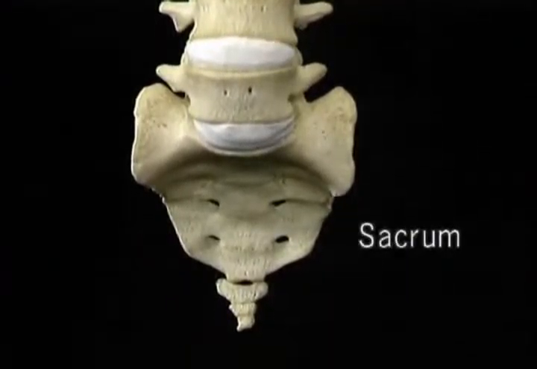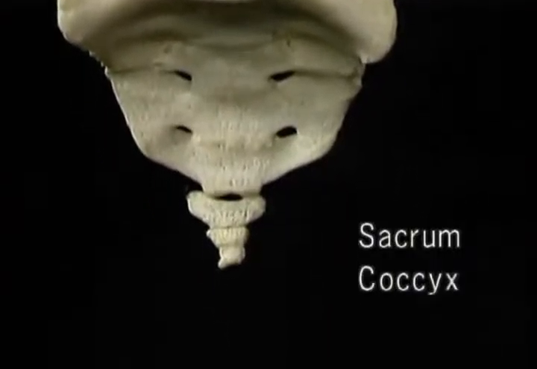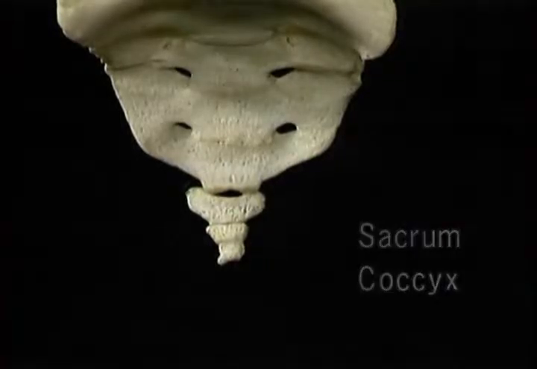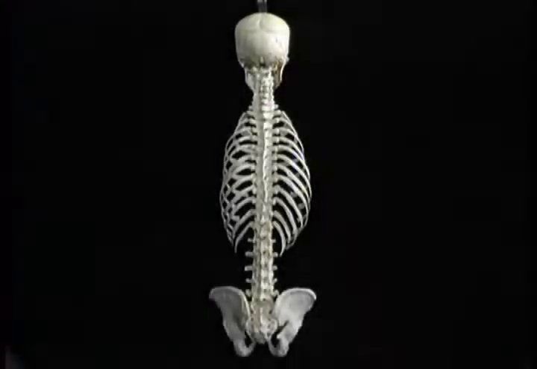The sacrum consists of 5 vertebral segments fused together. The coccyx, or vestigial tail, consists of 3 or 4 tiny segments. The highest cervical vertebra articulates with the skull. The thoracic vertebrae articulate with the ribs, and the sacrum articulates with the 2 innominate bones to form the pelvis.